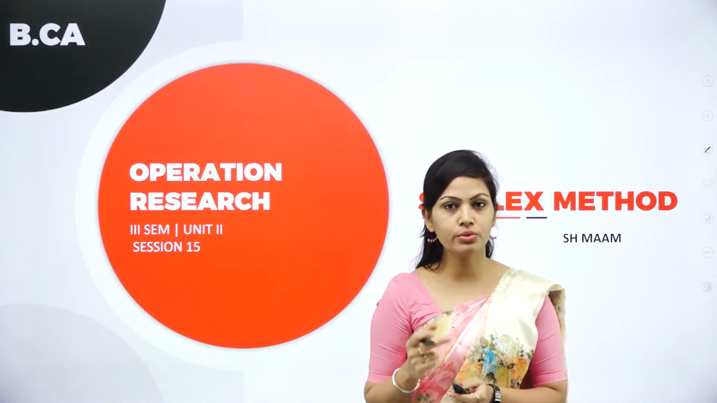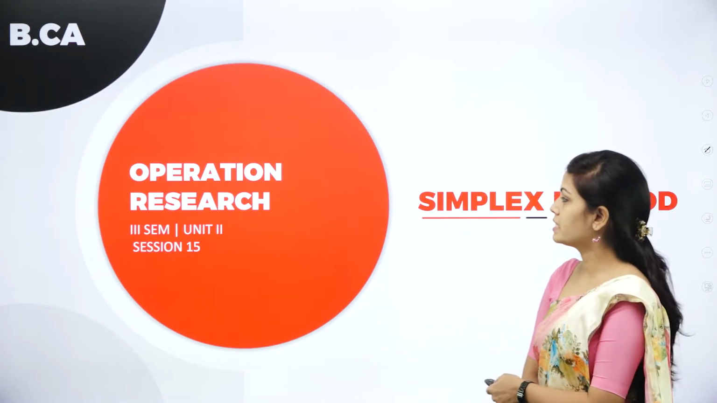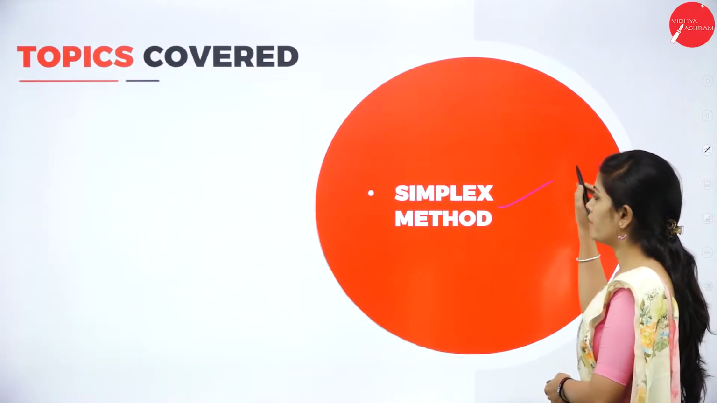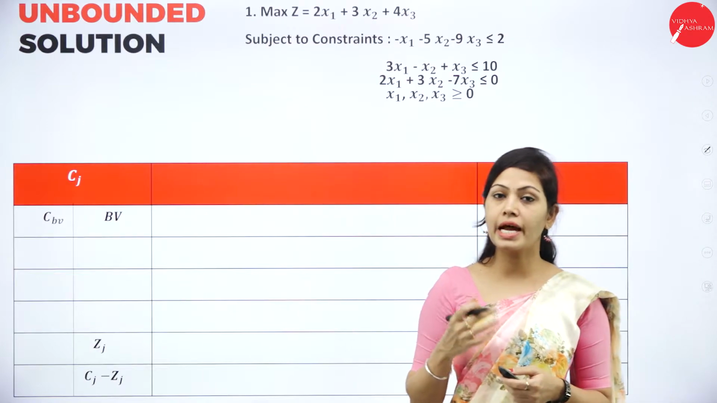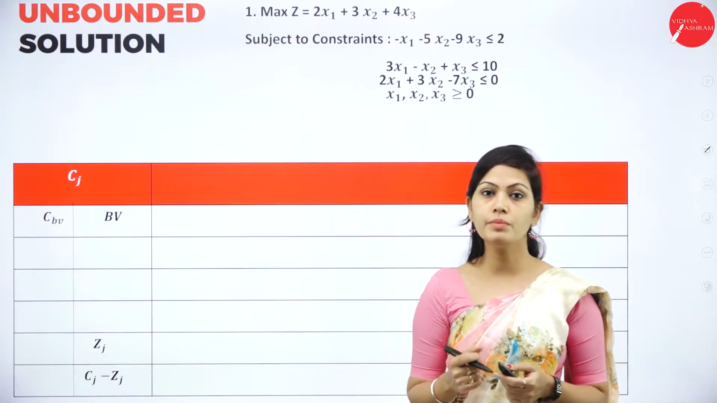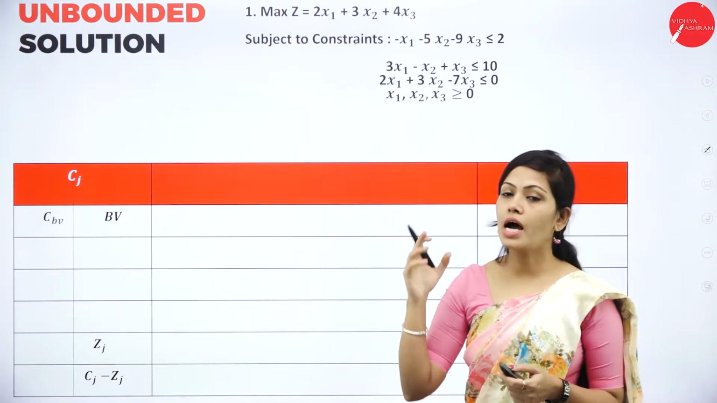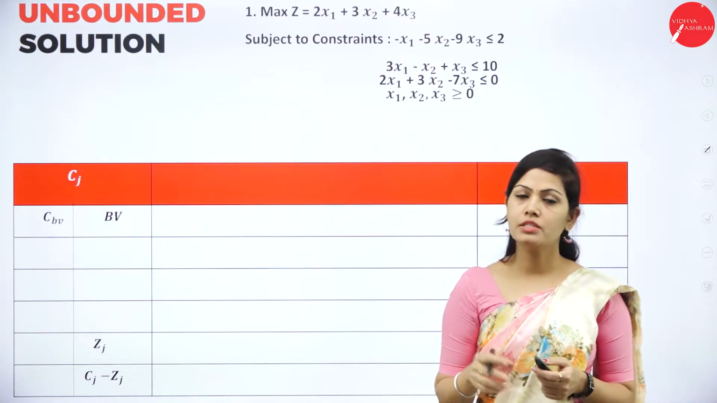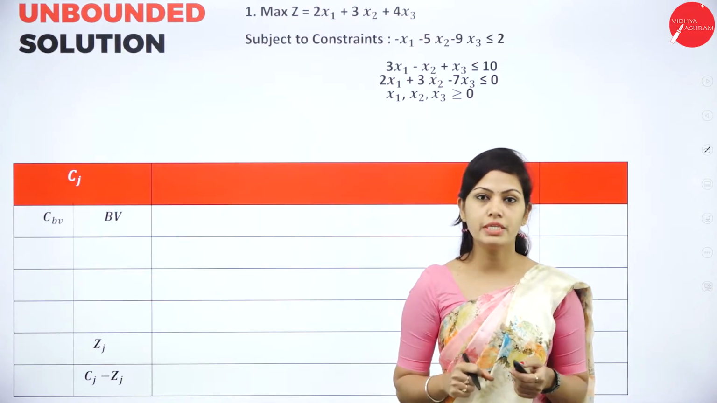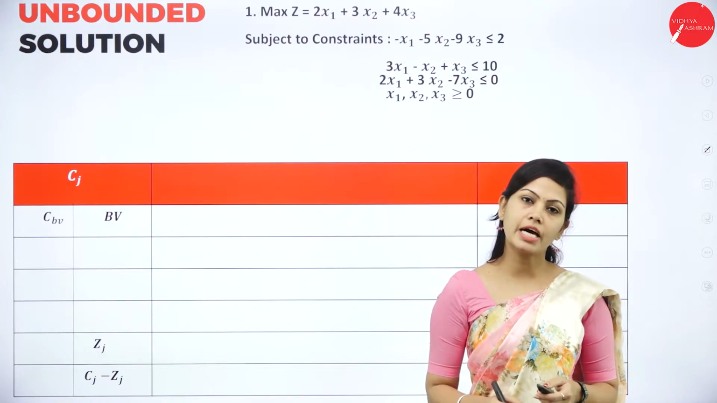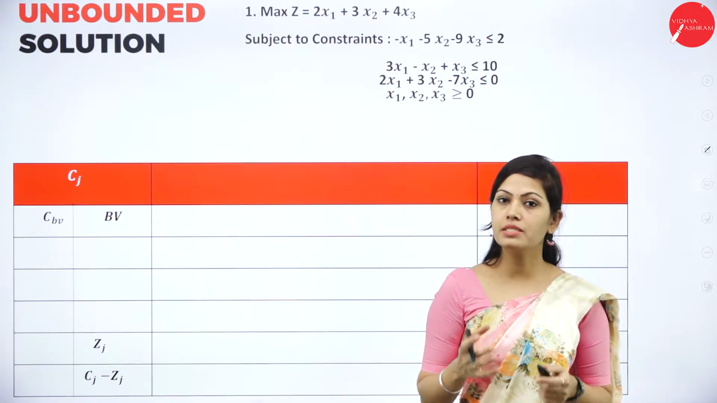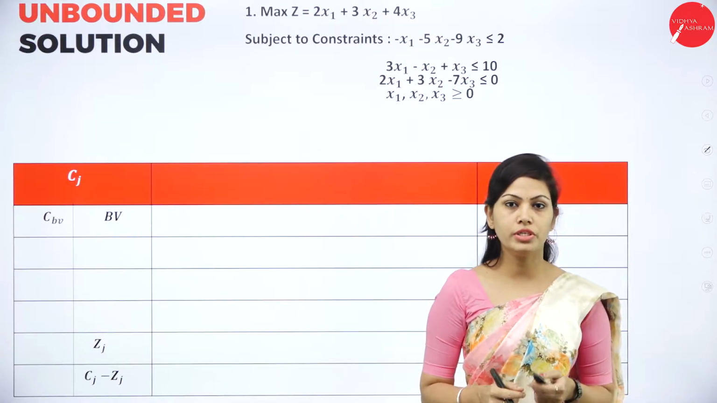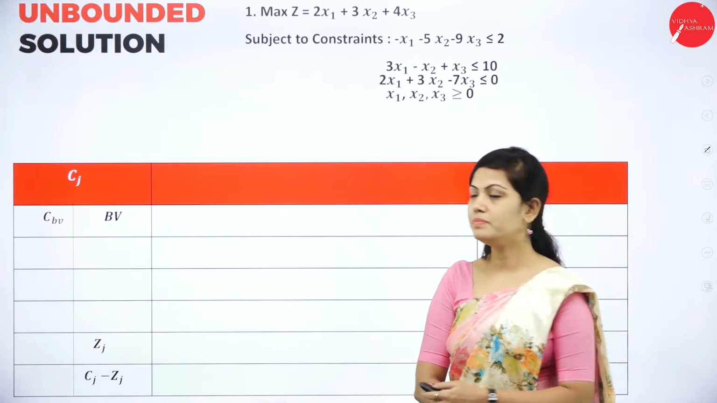So today I will continue that Simplex method. Let's get started now. We have some different equalities and inequalities in Simplex method. So today I will discuss the unbounded solution. So what is the meaning of this unbounded solution? Already we have studied this unbounded solution in graphical method. So what are the possibilities you will get in unbounded solution? Let us understand with an example.